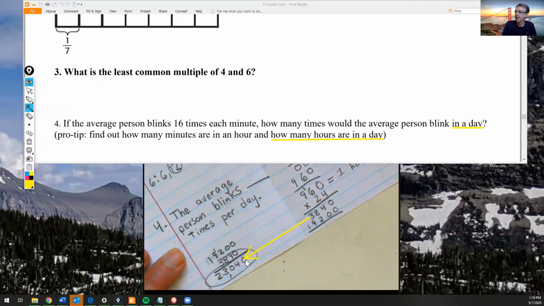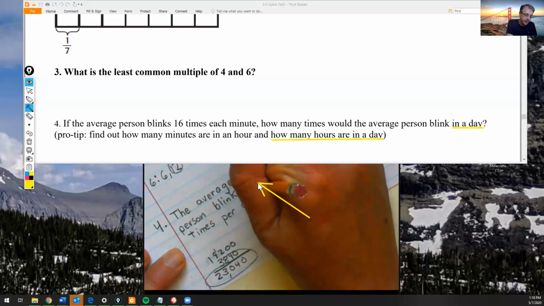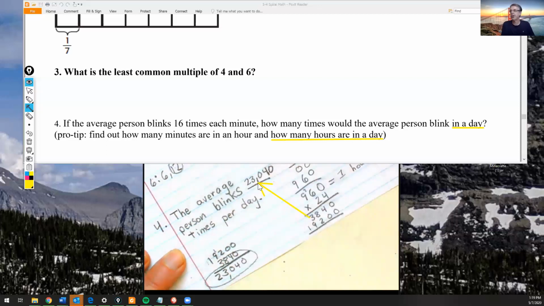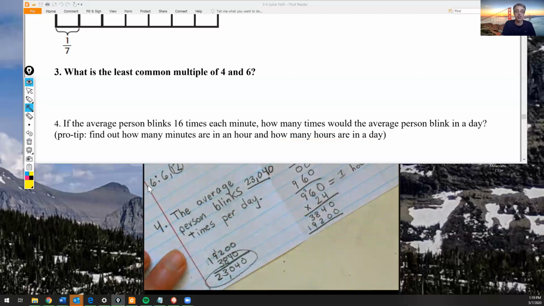So when I add this together, I get 0, 4, 10, carry the 1 is 13, carry the 1. So wow, the average person blinks 23,040 times a day. I never realized it was so many. All right, make sure you show your work, boys and girls. If you made any calculation errors, go ahead and fix those. Or maybe I made a calculation error.